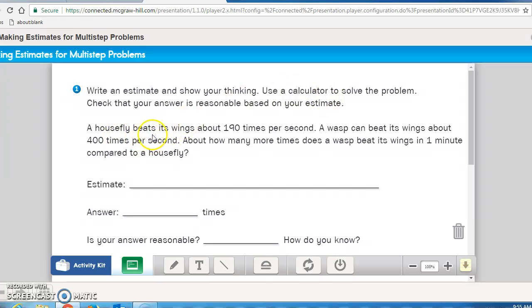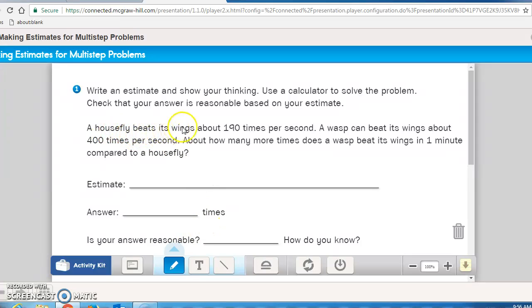So a housefly beats its wings about 190 times per second. A wasp can beat its wings about 400 times per second. About how many more times does a wasp beat its wings in 1 minute compared to that housefly? Well, let's take a look at that.